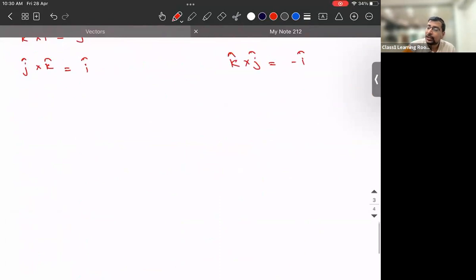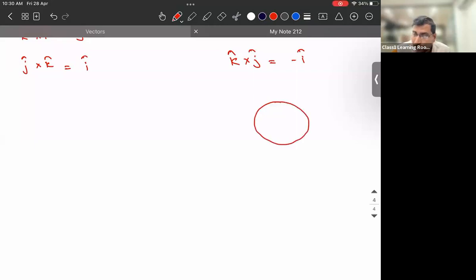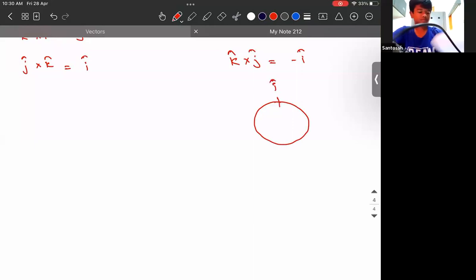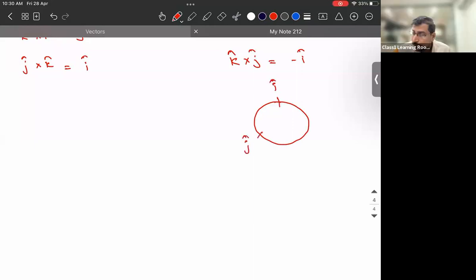Every time sitting and doing something like this is a tedious task. So for that, what we have is you put a circle like this. Take I, J and K in the anti-clockwise direction. So you write I, J, K in the anti-clockwise direction.